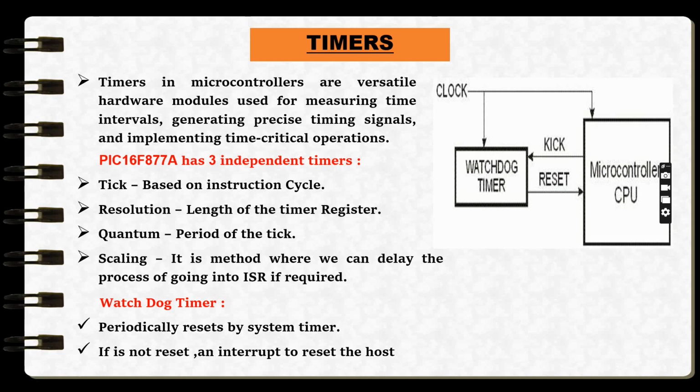Quantum refers to the time taken by one tick, whereas the resolution is the width of the timer register. Here, the scaling refers to the division of the timer's input clock frequency to reduce the effective tick duration and increase the timer's range or period.